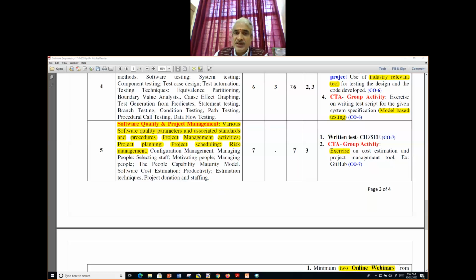Good morning. We'll begin this session as a continuation of what we were doing as a part of software quality and project management. Already we have gone through different topics like software quality parameters and associated standards, then project management activities, project planning, scheduling and risk management. Now let's continue and talk about the people capability maturity model and cost estimation.